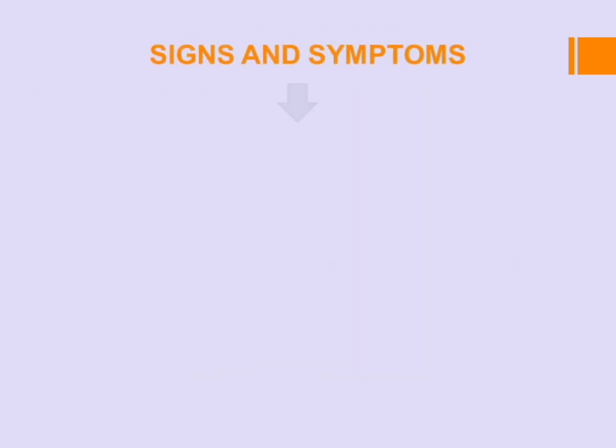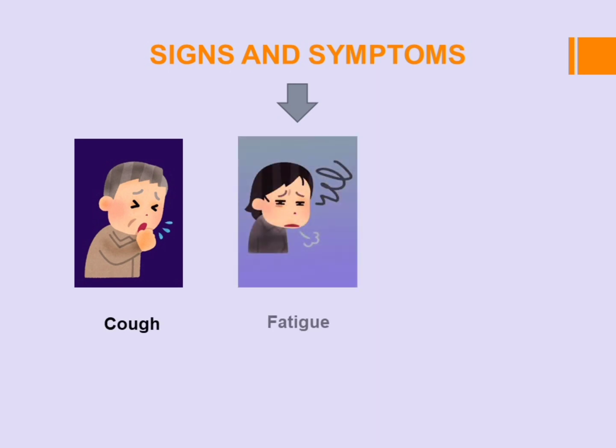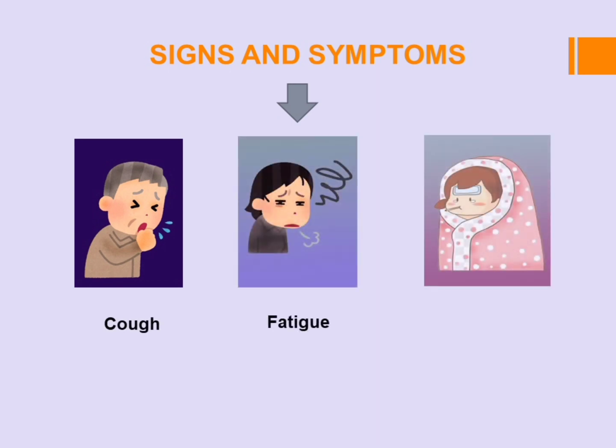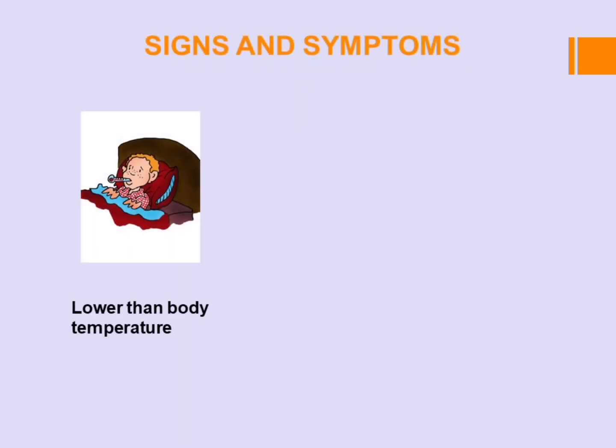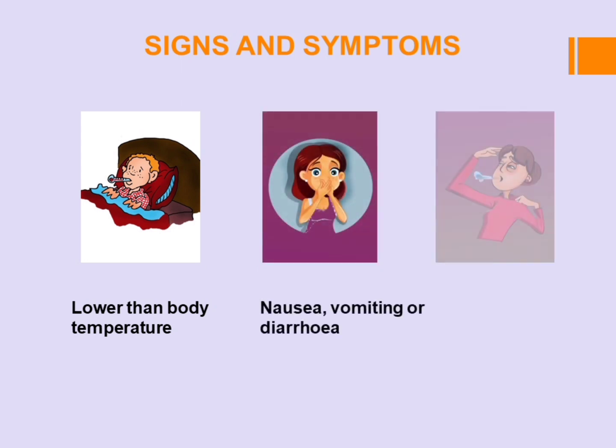Signs and symptoms of pneumonia vary from mild to severe: cough, fatigue, fever, lower than normal body temperature, nausea, vomiting or diarrhea, and shortness of breath.